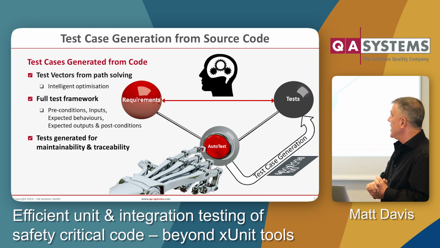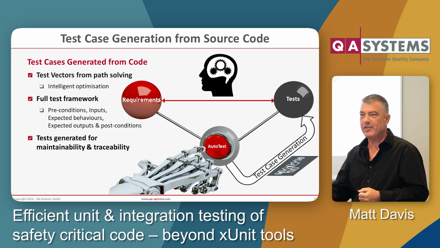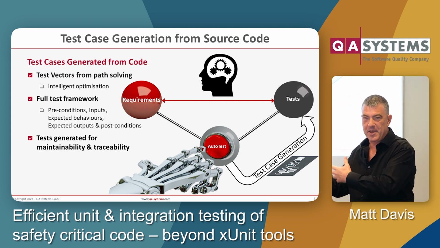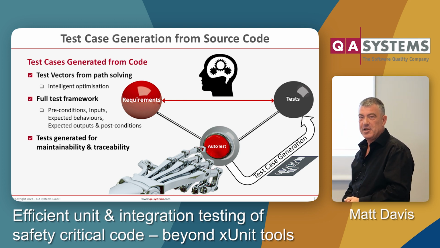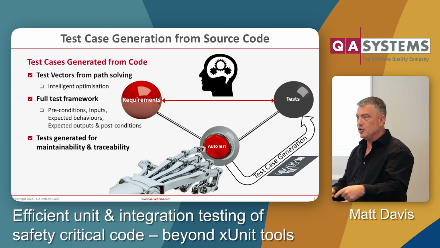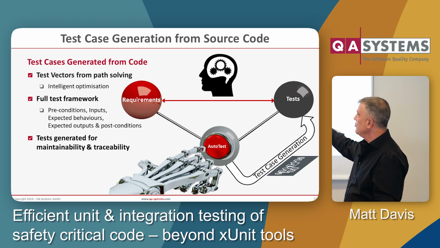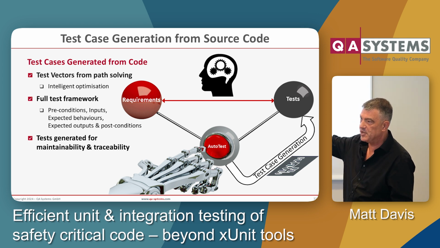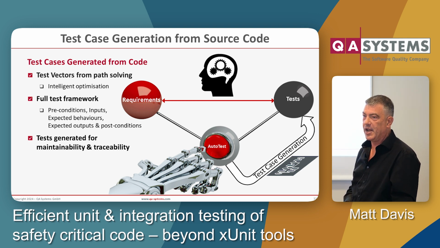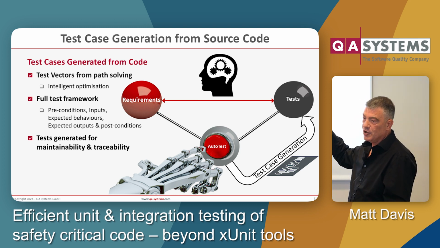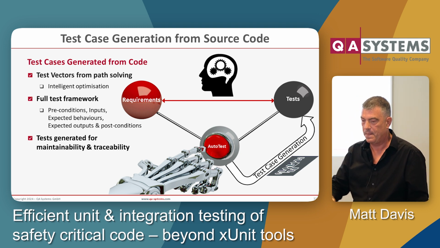However, we can generate test cases from code. Why? Because you have code. You have to have code to be able to do the dynamic tests. Your code should be an implementation of your requirements. Somebody's gone and said, it should do this, I will write some code to do this. If you've got code that is meeting your requirements, you can use test vector generation using path solving algorithms and intelligent optimization to create tests for each one of those requirements outputs.